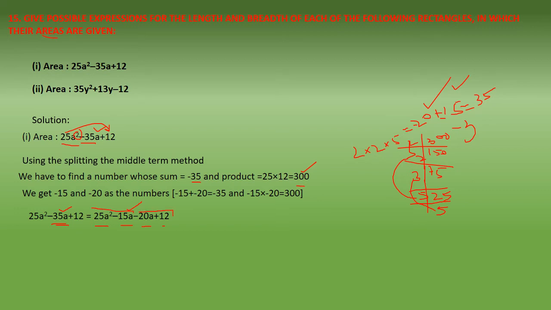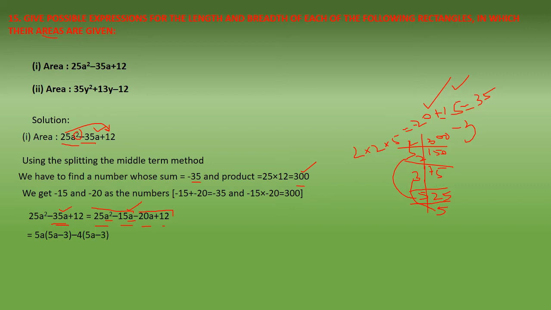If we look here, 25 and 15 come in the table of 5, so we will take 5 as common. Here a is also present, a is also present here, so we can take a as common. So what we get? We get 5a into 5a minus 3 and 4.